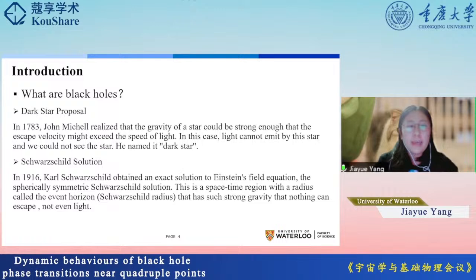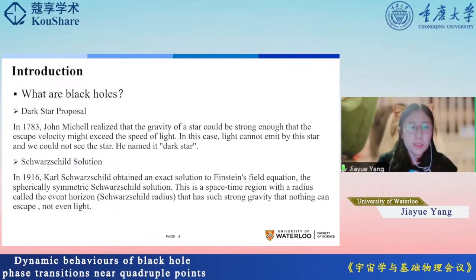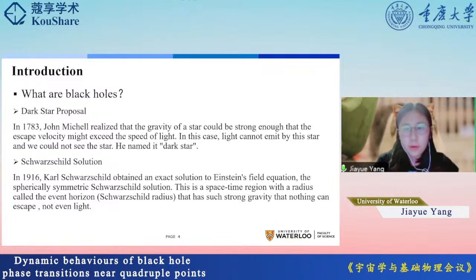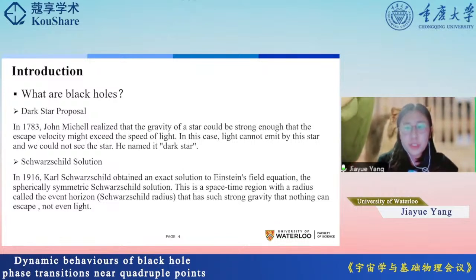And then in 1915, Albert Einstein proposed the general theory of relativity. And the next year, Schwarzschild obtained an exact solution of the Einstein field equations. So now we have the exact definition of the black hole. A black hole is a space-time region that has such strong gravity that nothing can escape. The point of no return is called the event horizon.